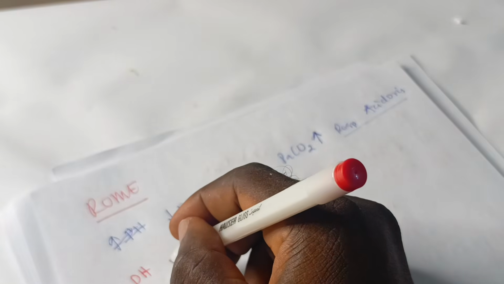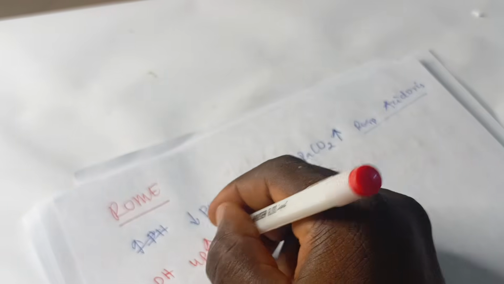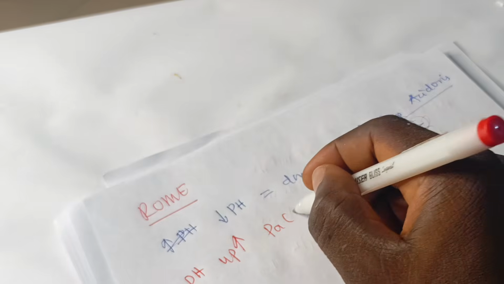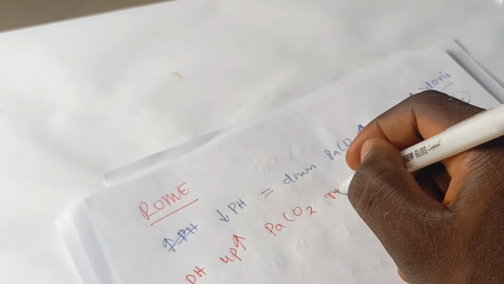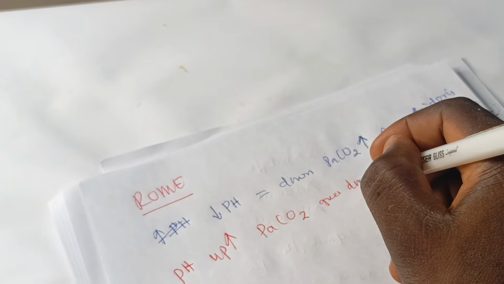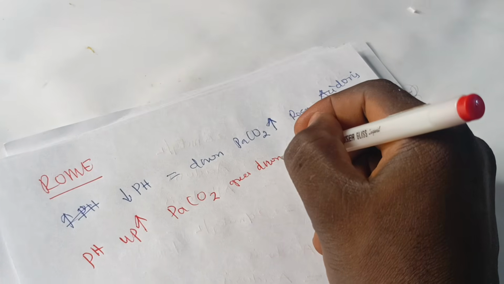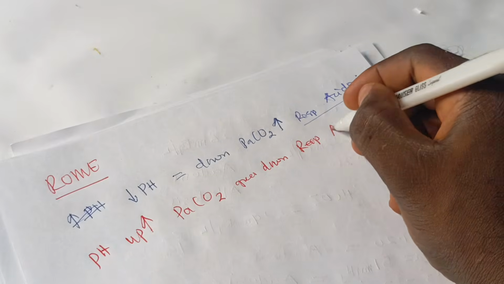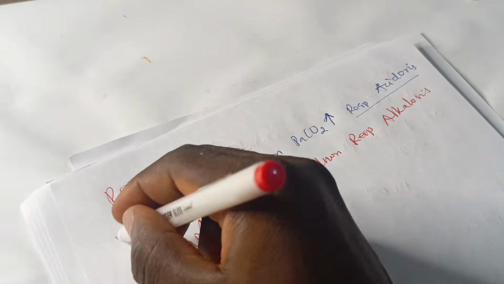Again, if pH goes up, and partial pressure of carbon dioxide goes down, what you have is what? Respiratory alkalosis.